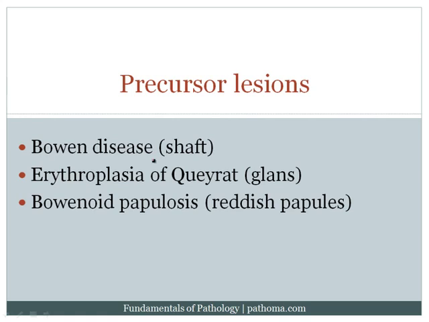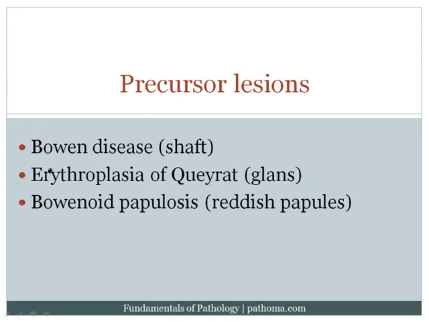The first is called Bowen disease, and the way this presents is as in situ carcinoma. These are precursor lesions, so they're going to be in situ carcinoma. So you have in situ carcinoma that presents as leukoplakia, or a white plaque on the shaft of the penis, and that's called Bowen's disease. You would do a biopsy and you would see malignant cells that have not yet invaded the basement membrane, and that histology is important as well.